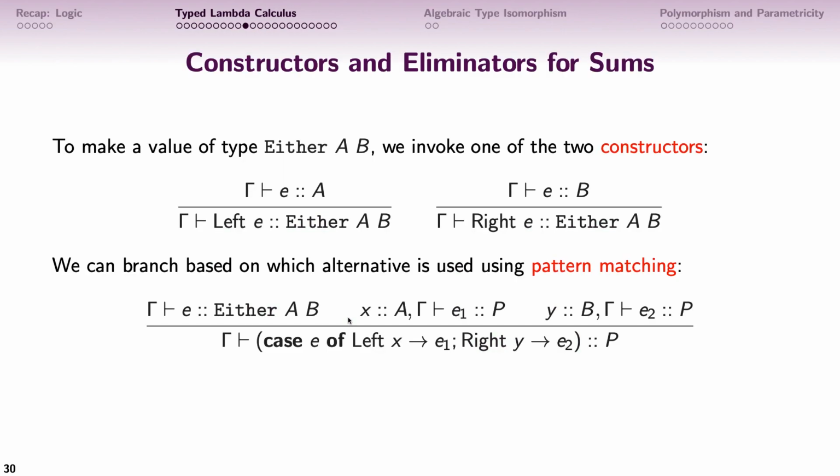So the rules that we have for Either types are a little bit interesting. So the constructors of Either, Left and Right, are probably as you'd expect. If E is of type A, then if I apply Left to E, then I get an Either A B. If E is of type B, then I apply Right to E, I get Either A B.